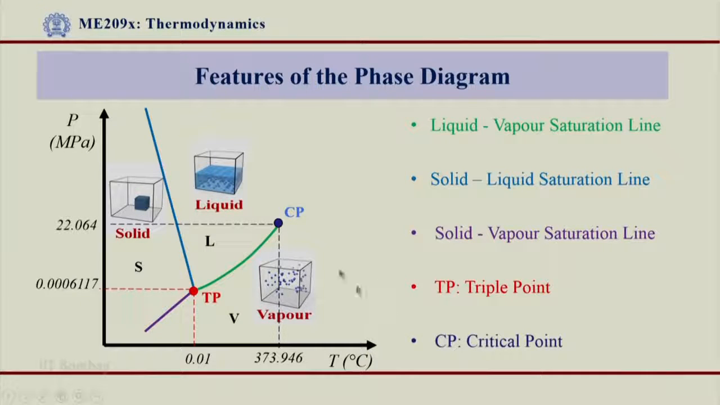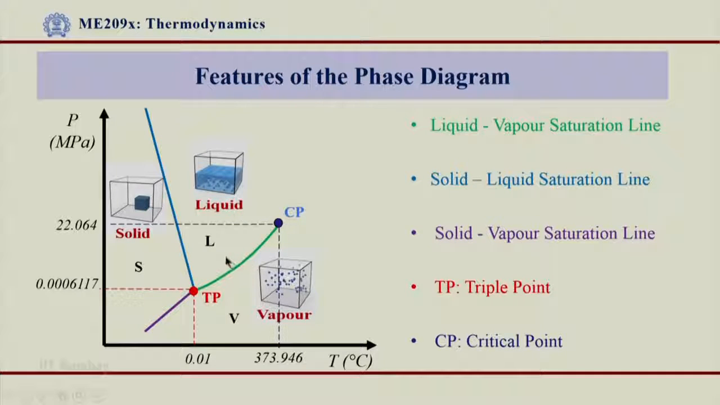The other point you see is the CP or the critical point. This critical point also is a specific characteristic of water which exists at 22.064 MPa pressure and 373.946 degree centigrade temperature. You can see that this LV phase transition line exists only from TP to CP, and beyond CP there is no such phase transition line, which is what I talked to you about in the earlier phase diagram when I showed that we have a liquid to gas transition that is happening, but then we do not have any phase transition.